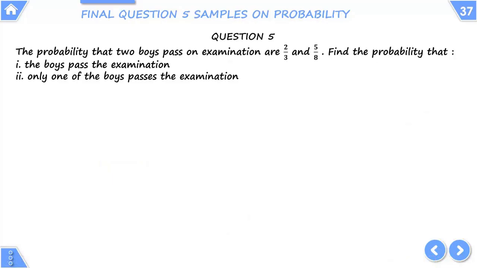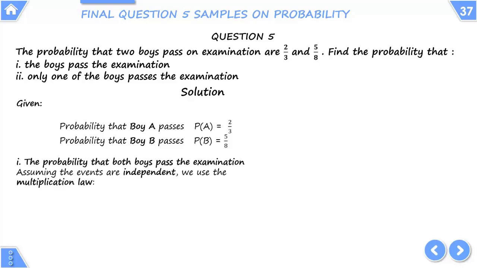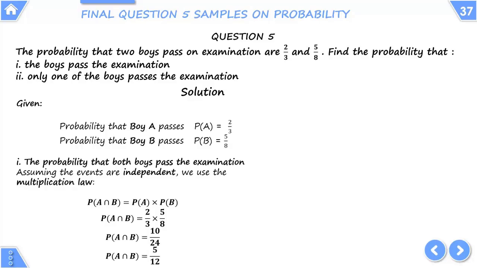Question 5. The probabilities that 2 boys pass an exam are 2 out of 3 and 5 out of 8. Find the probability that (i) both boys passed the exam, and (ii) only one of the boys passed the exam. So given these outcomes and probabilities, the probability that both boys pass the exam, we are assuming the probabilities are independent because it wasn't stated. And then we get 10 out of 24. I suppose you understand what we are really doing. So 10 out of 24 cancels down to become 5 out of 12.